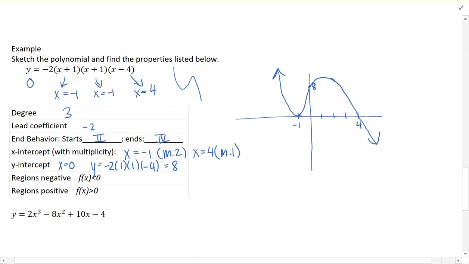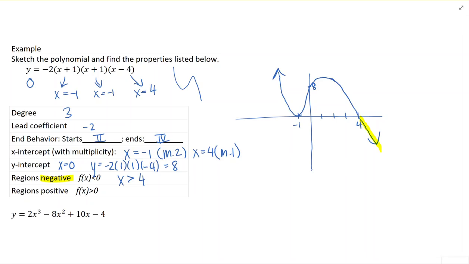It's going to look something like that. So where are the regions that are negative? Well, it's really just this part down here. So therefore, that's when x is greater than 4. Remember, it's not equal to 4 because exactly at 4, the number is 0. So it's neither positive nor negative.